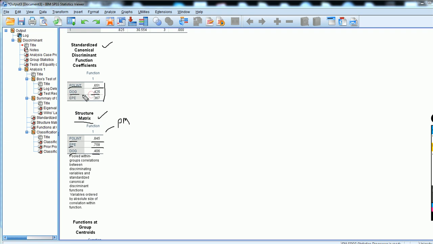So dogmatism, when you're looking at its relationship to the function, controlling for political interest and external political efficacy, you can see that it kind of weighs in with the next strongest weight, and then external political efficacy kind of weighs in with the lowest weight. Nevertheless, they're still all pretty strongly related to the discriminant function. So I can still maintain that political mindedness best describes what's going on with this particular function.